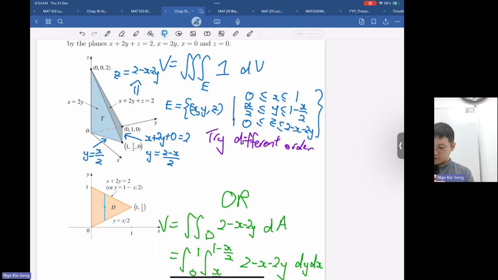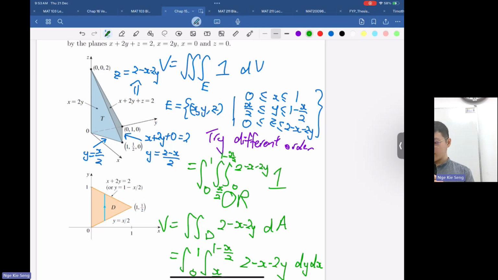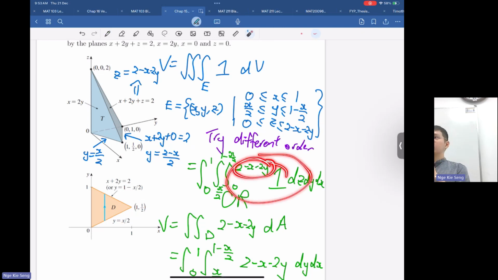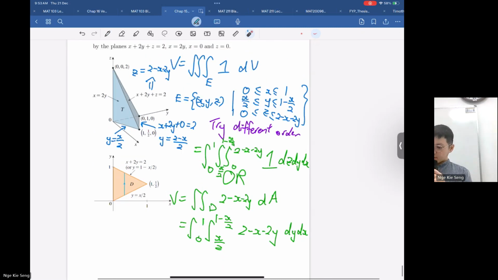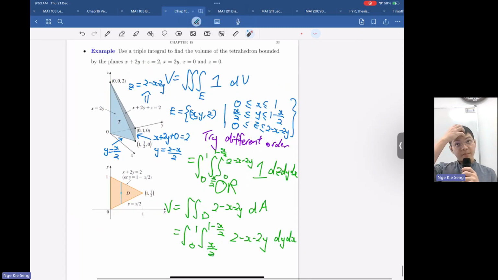So maybe I expand the triple integral out. I'll get 0 to 1, and then x over 2 to 1 minus x over 2. And then in the z direction, we have 0 to 2 minus x minus 2y, integrating over 1, and then dz, dy, dx. Then the z component here will just give you 2 minus x minus 2y. So this is a generalization of the double integral.